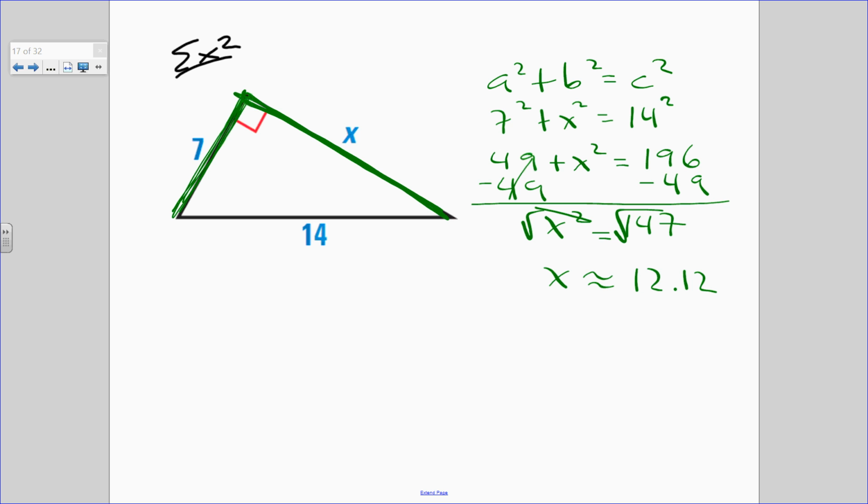Hold up, Castro, go ahead. Right, because I look to the right of the tenths place, and it's not 5 or bigger, so the 1 just stays the same. If this 2 was 5 or bigger, then that 1 would become a 2. So x then is approximately 12.1.